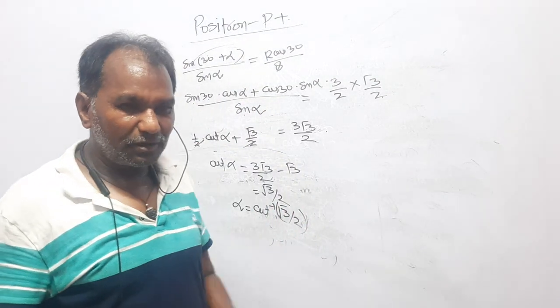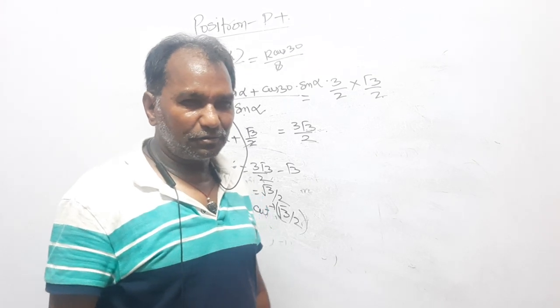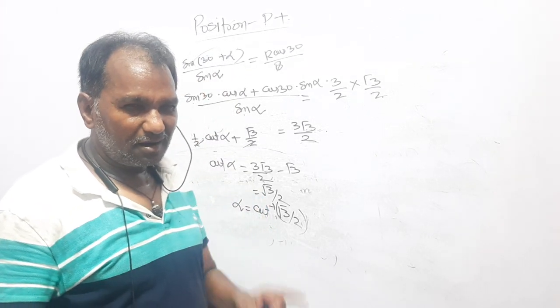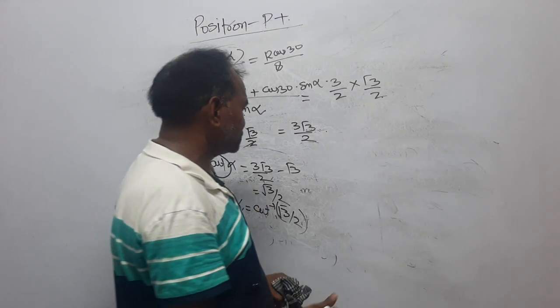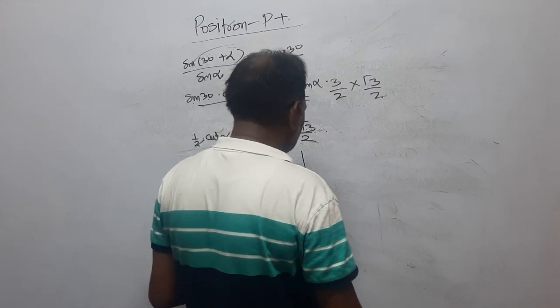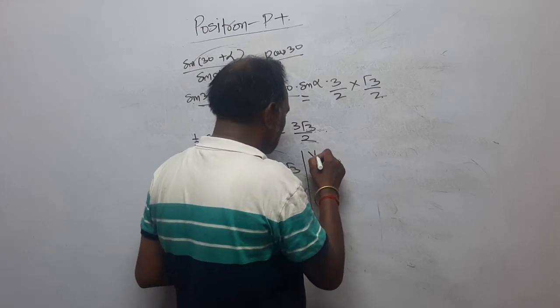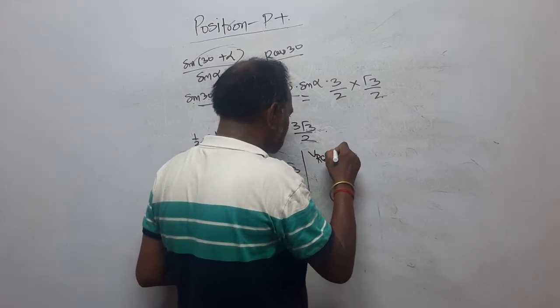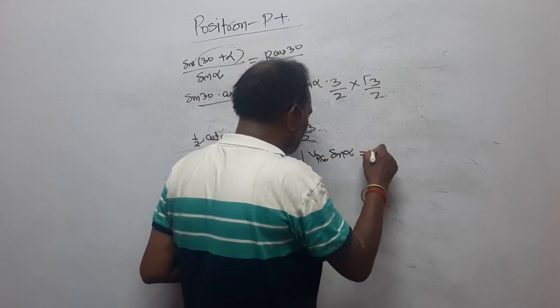Now, what you have to do? You find out cot alpha. The first equation was VRG sine alpha is equal to 8.